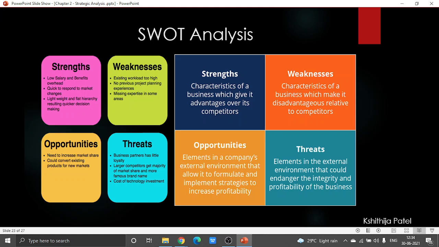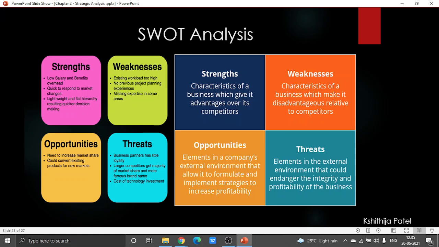Now, when we speak of opportunity, an opportunity is a favorable condition which exists in the organization's environment and which enables it to strengthen its position in the market. That represents the opportunities. Now, these are those elements in the business environment of an organization which are posed from the external environment. And such opportunities allow the business organization to come up with new strategies and implement them so that they can do better business.